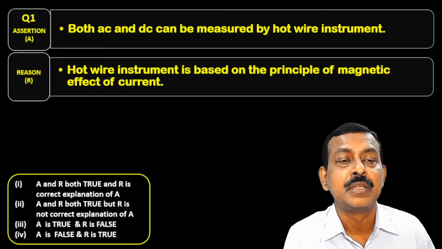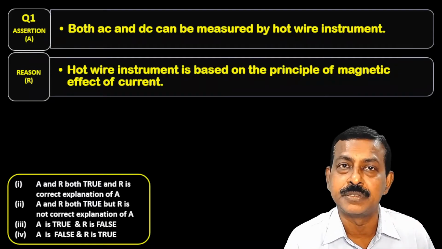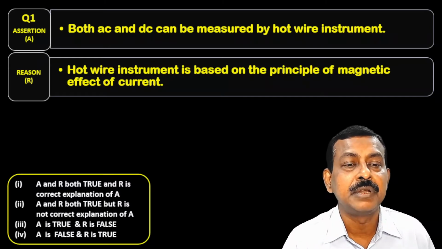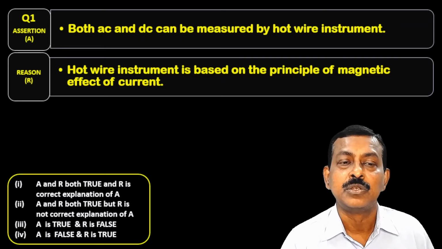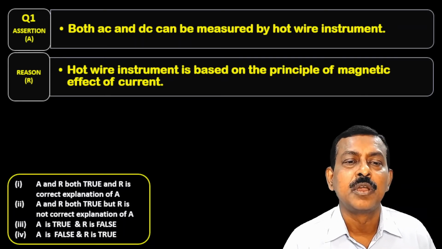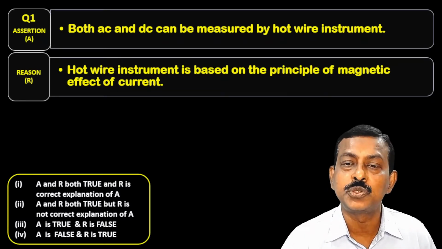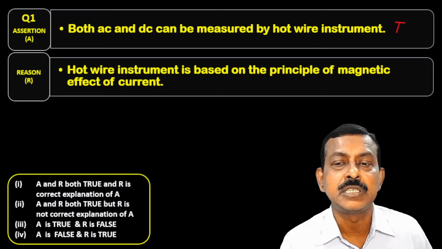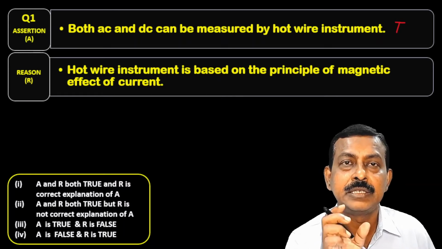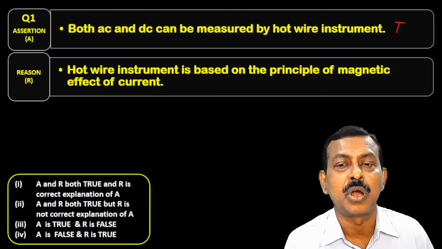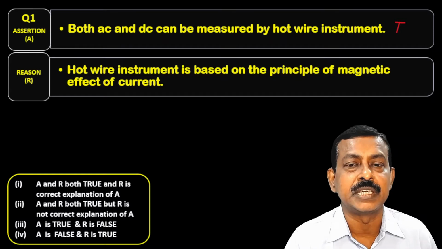So here the assertion is both AC and DC can be measured by hot wire instrument, and the reason is given hot wire instrument is based on the principle of magnetic effect of current. So let's first take the assertion statement. Both AC and DC can be measured by hot wire instrument. This is true because this is basically measuring the amount of heat produced, and in terms of that we are using those hot wire instruments. So we can measure AC as well as DC there.